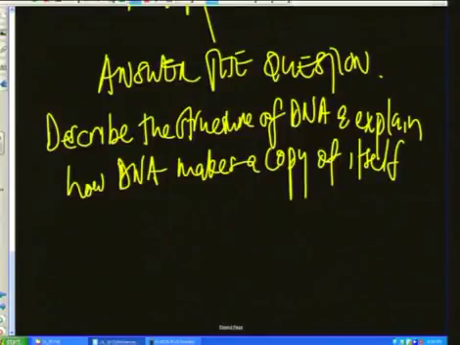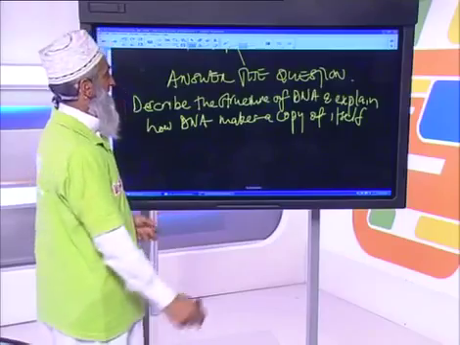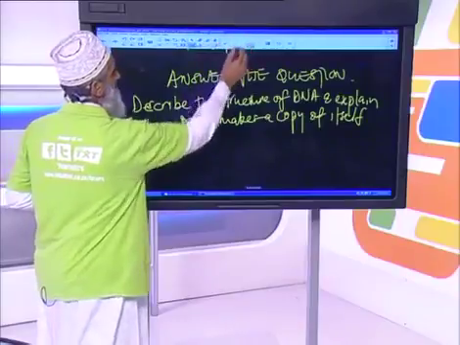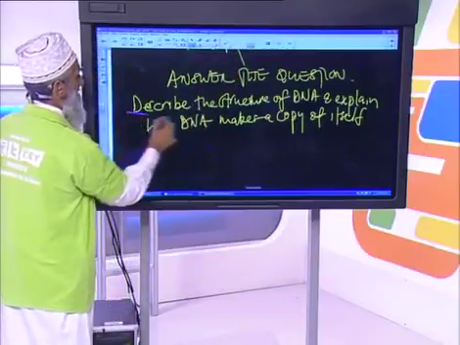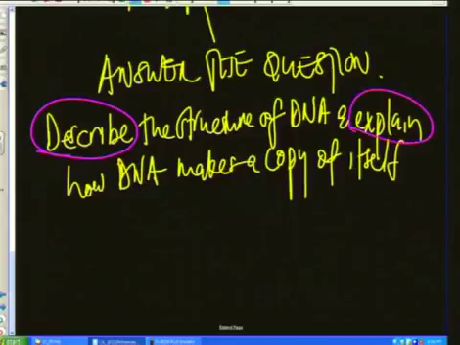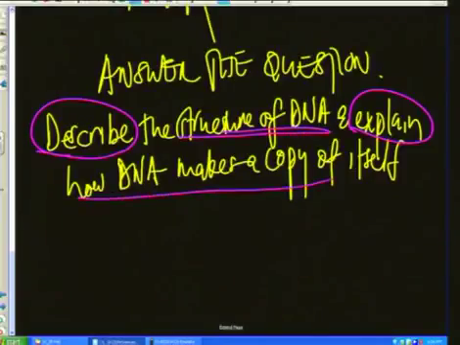Okay, so there's the question. First and foremost, you identify the verbs here. So let's identify the verbs. The first one, describe. The second one, explain. Whatever comes after the verb is what you must do. Describe what? The structure of DNA. And explain what? How DNA makes a copy of itself.